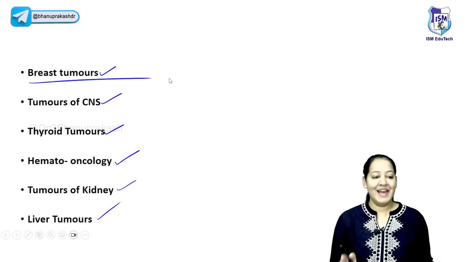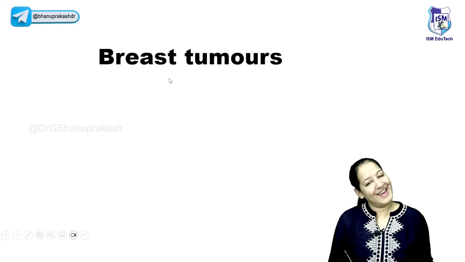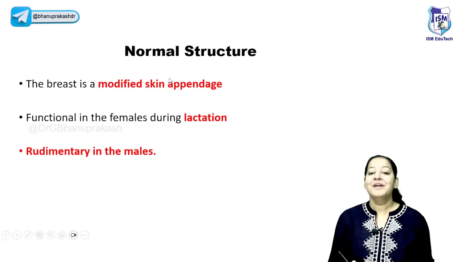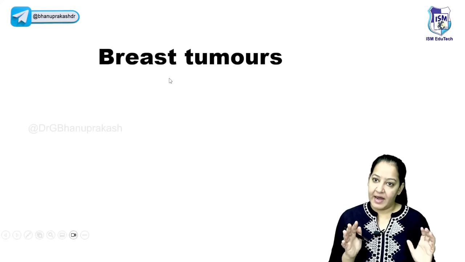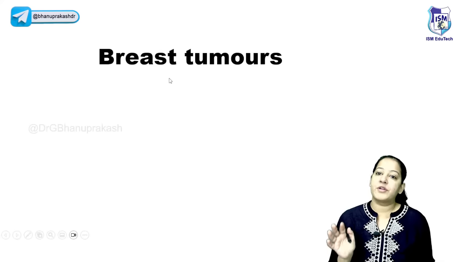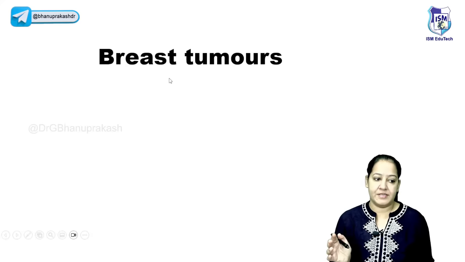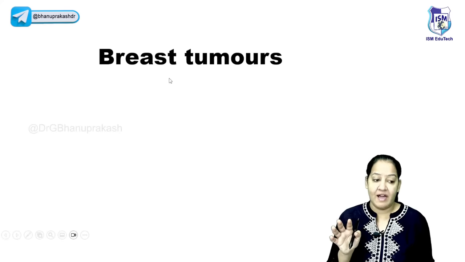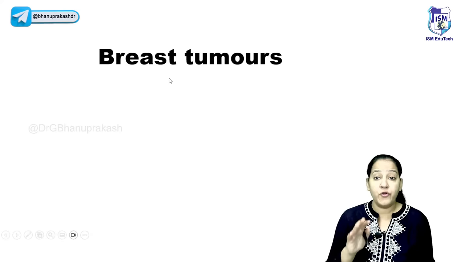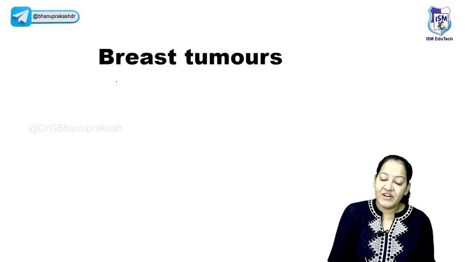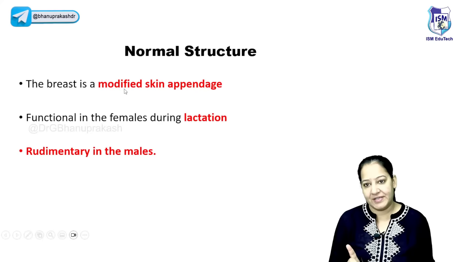So let's start with the breast tumors. Can we go ahead with the breast tumors? Before understanding the benign and malignant tumors of the breast, it's very important to understand the normal structure of the breast. If you can understand the normal structure of a female breast, then only you can understand the tumors well. You will have a better orientation of the morphology of the tumors if you know the structure of the breast. So let me first tell you the structure of a female breast, right?